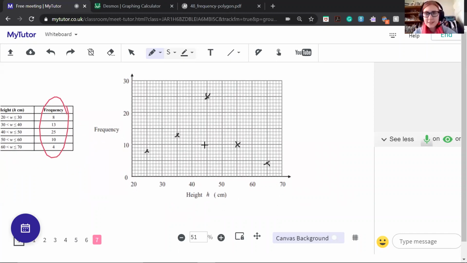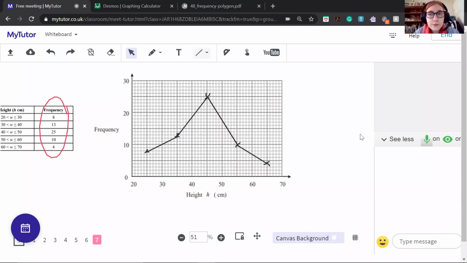And then what we do, which is something that you never normally do, when we were plotting our quadratics, we join them up with a curve. But when we're talking about a frequency polygon, we join them up with straight lines. So that's what we do here. And the reason that it's called a frequency polygon is because it starts to make a polygon, which is just a many-sided shape, and we can see it starts to make this sort of shape.